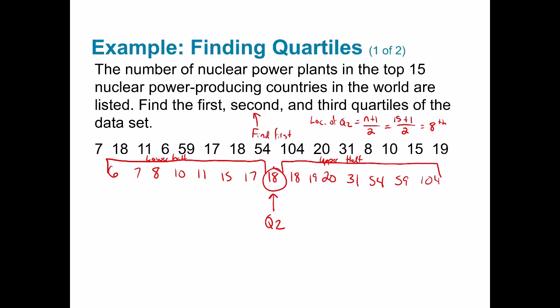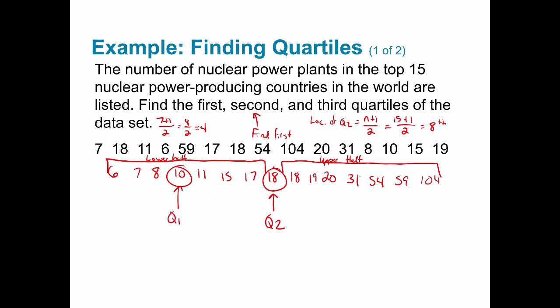From there, to find the first quartile, you just find the median of the lower half of data. So here now in our lower half we have 7 data values. So the location of Q1 out of those 7 data values would be (7 plus 1) over 2, so 8 over 2, which is 4. So our fourth data value in that lower half of data is the first quartile.